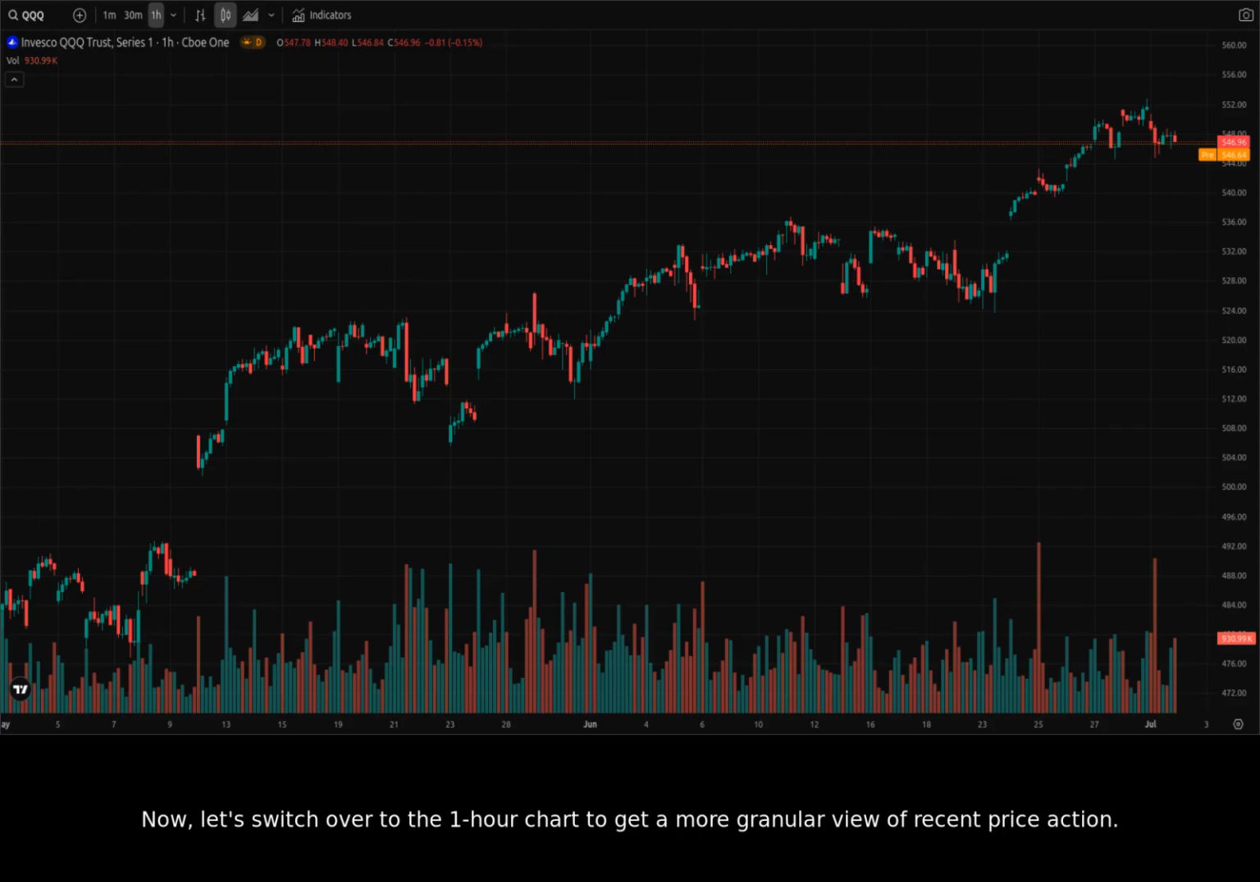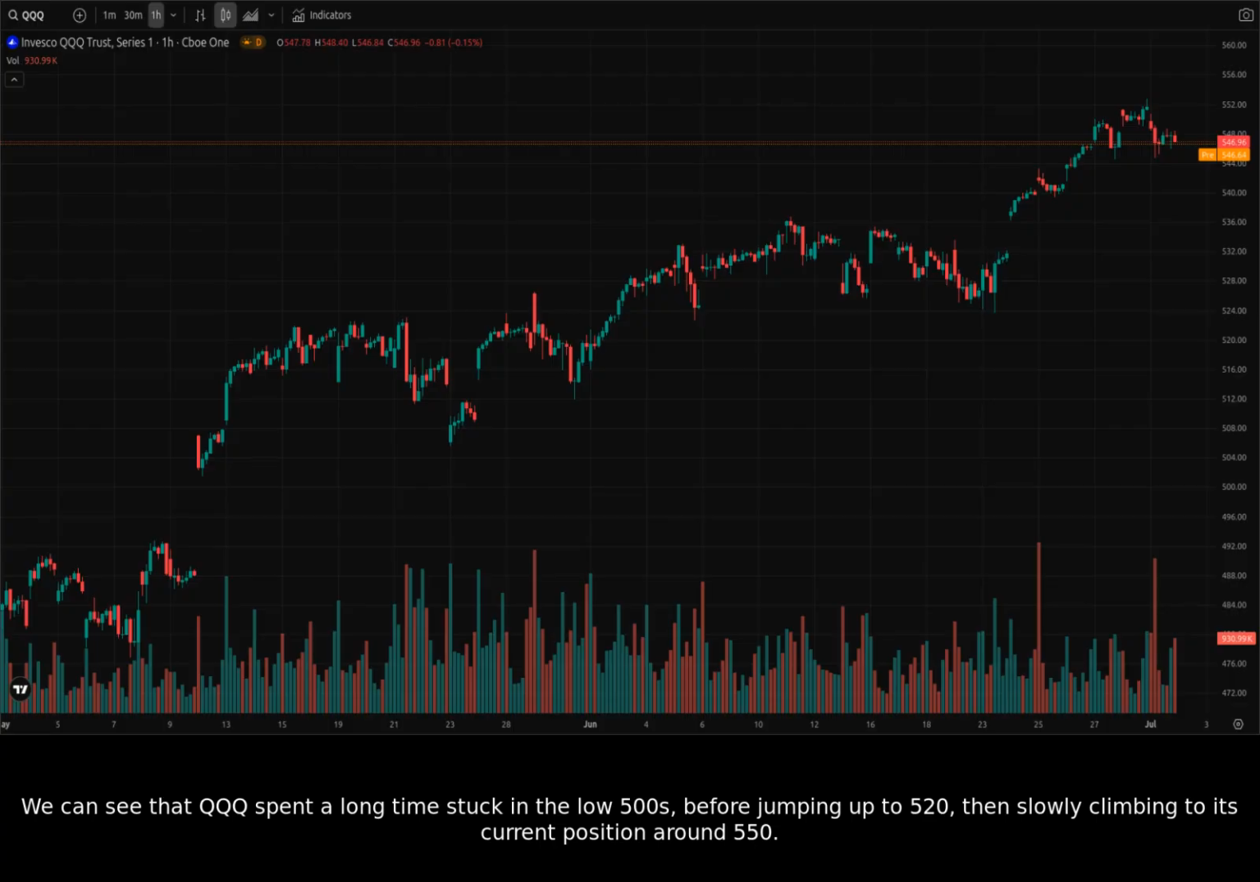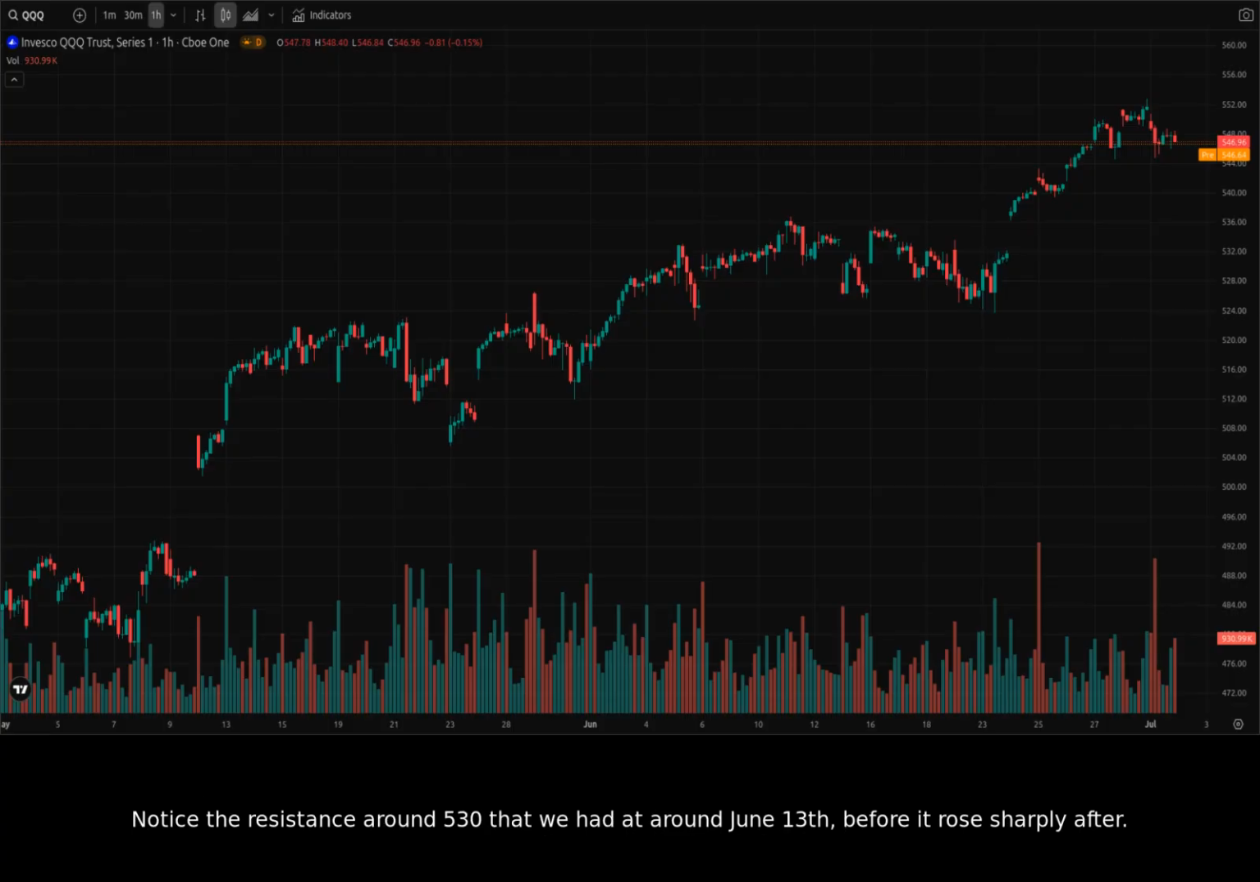Now, let's switch over to the 1-hour chart to get a more granular view of recent price action. On this hourly chart, we can see a more detailed picture of the recent price fluctuations. We can see that QQQ spent a long time stuck in the low 500s before jumping up to 520, then slowly climbing to its current position around 550. Notice the resistance around 530 that we had at around June 13th, before it rose sharply after.